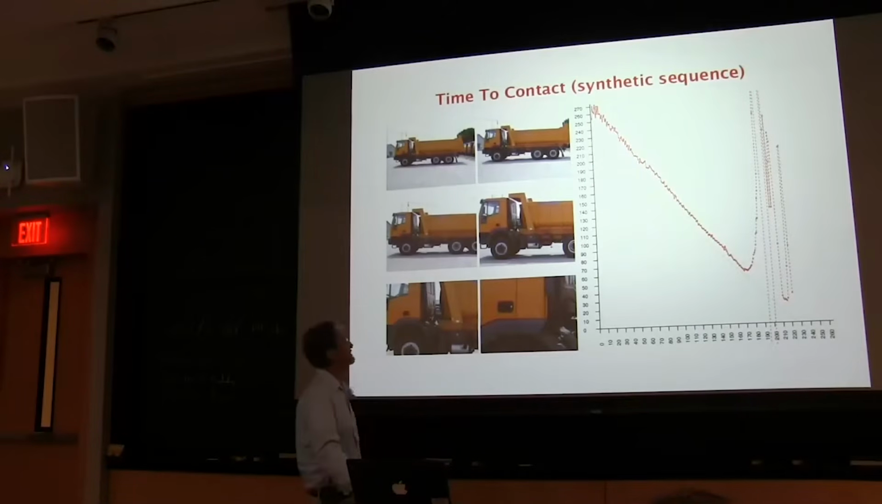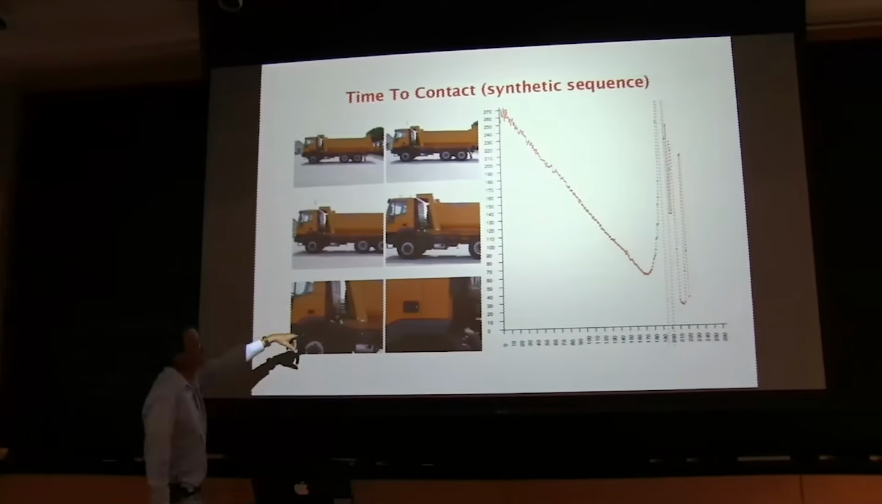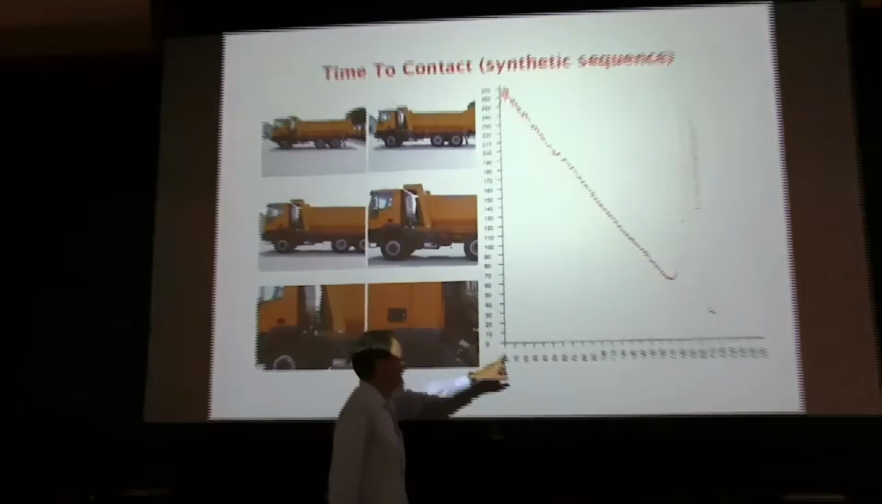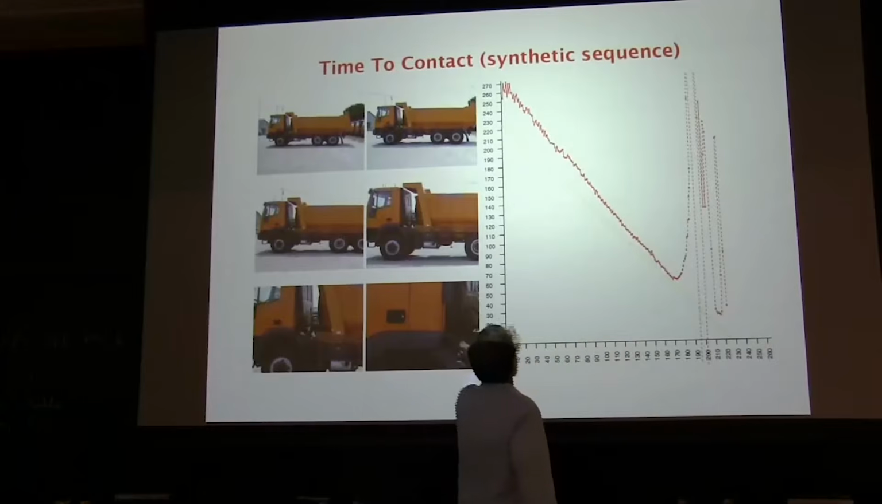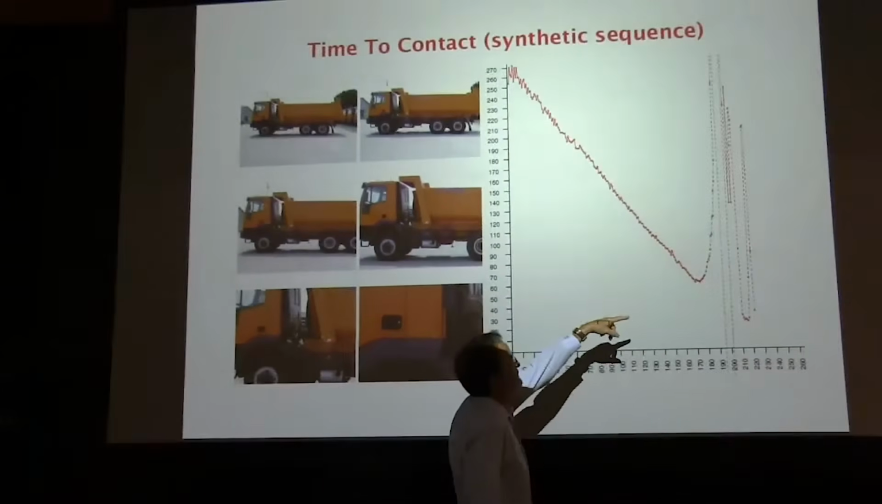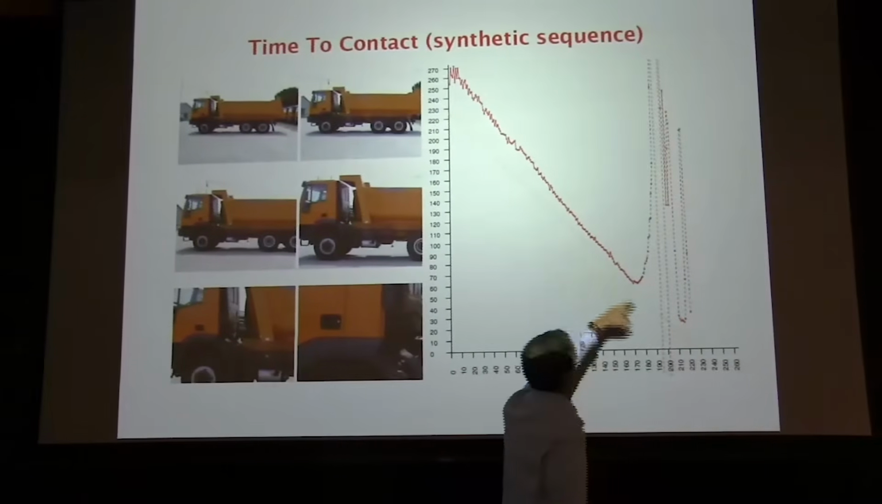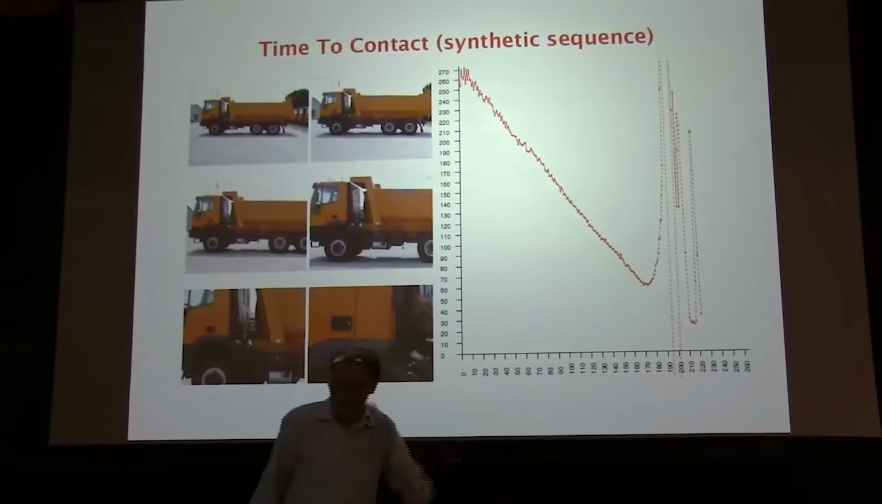So from that point of view, it's a very interesting problem because unlike many others, we don't need that information. So here's an example: we're approaching this truck, and over here's a plot, time horizontal, and vertical is the computed time to contact. The red curve is the computed, and the barely visible green dotted line is the true value.